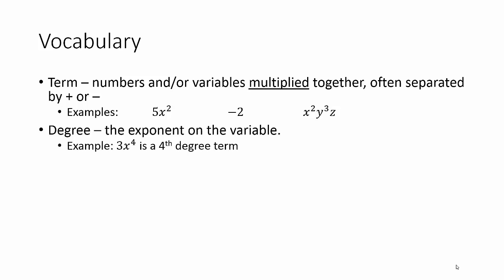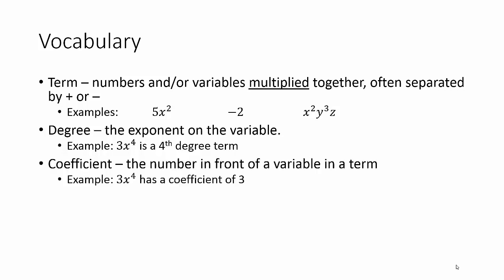Now with the term, we can talk about the term's degree. The degree is the exponent on the variable. So if we have 3x to the fourth, because it's a fourth power, we say this is a fourth degree term. We also have this thing called the coefficient. The coefficient is the number in front of the variable in a term. So again, 3x to the fourth, the 3 is the coefficient, the number in front of the variable on the term.